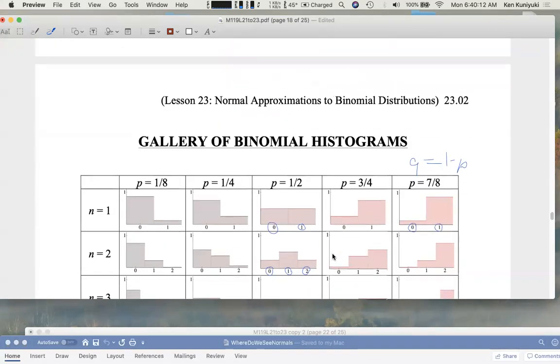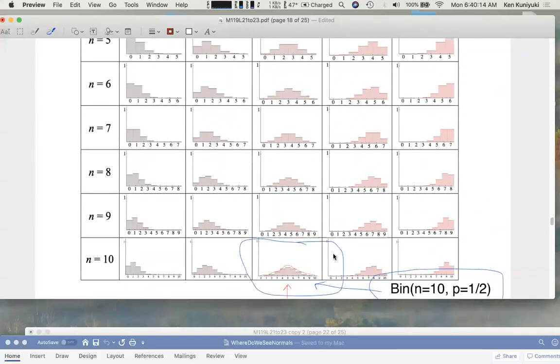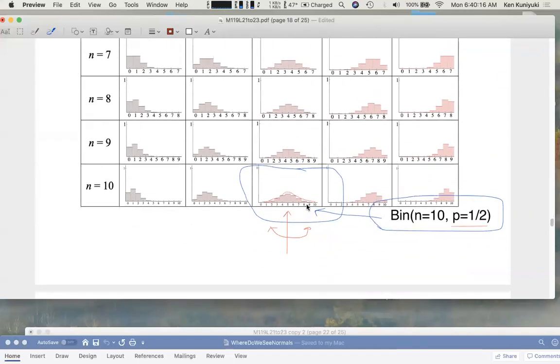So of these binomial distributions or histograms, the one that really does count is this one over here. n equals 10, p equals 1/2. This is the one binomial distribution of these 50 for which the normal approximation will apply, because np and nq are 5.